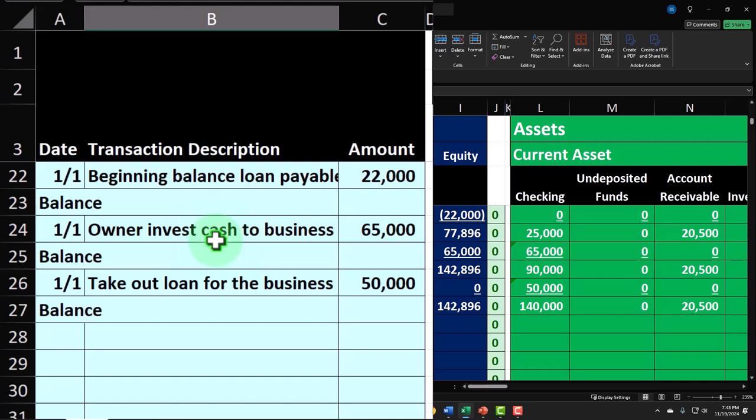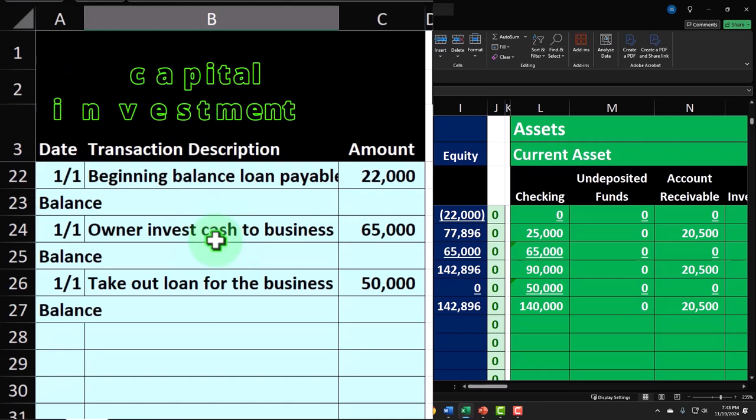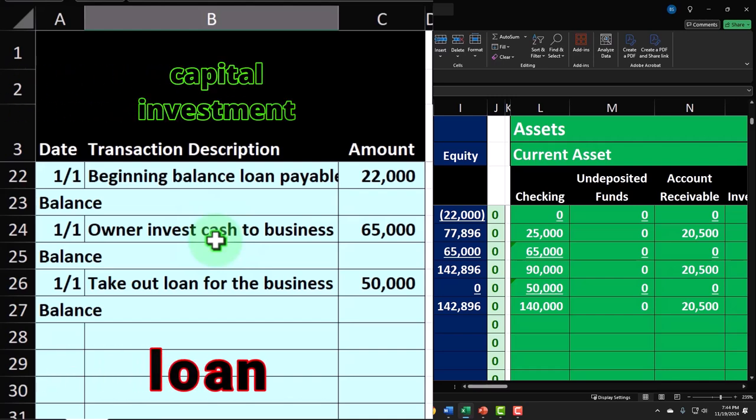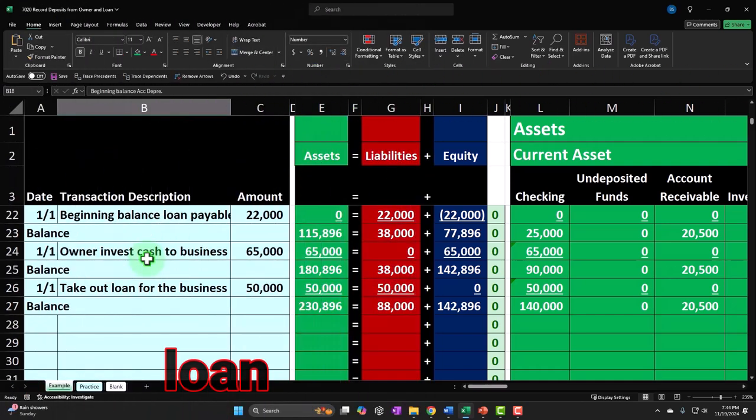So in order to not take on partners to get the capital investment, you might take a loan. But the problem with a loan is you might not be able to get the loan. It's difficult to get if it's a startup business. And even if you can get the loan, then of course you have to pay back the loan, not only the loan, but also the interest on the loan.